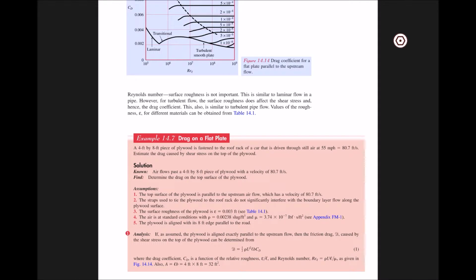So let's move on to another example. Example 14.7. What we have is a 4 feet by 8 feet piece of plywood that's fastened to the roof of a car that is driven at 55 miles per hour. So we want to calculate what's the drag caused by shear stress in the direction of the movement of the fluid.